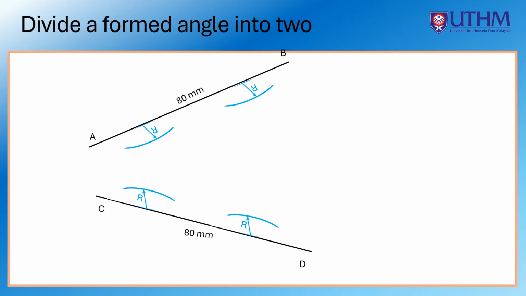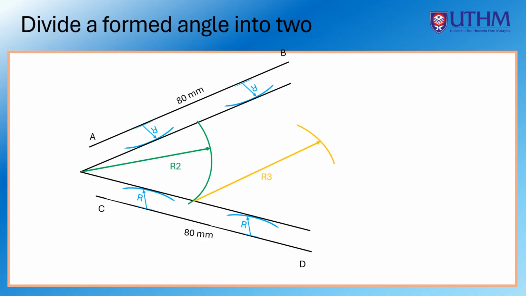Then, two lines that touch the curve are made. Now the angle is divided into two using the method explained before. You divide this angle using the method that you have gone through before. Finally, a straight line that divides the angle into two is constructed. Now you have divided the angle into two.